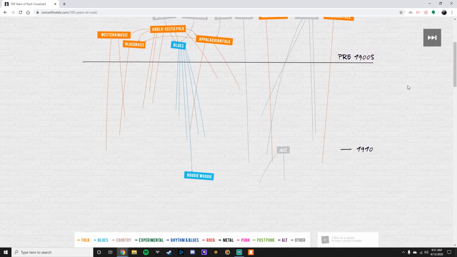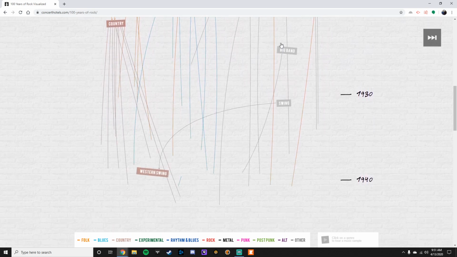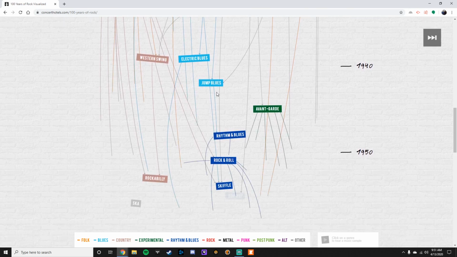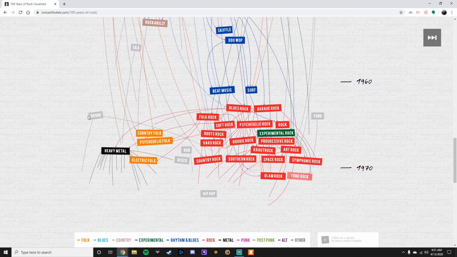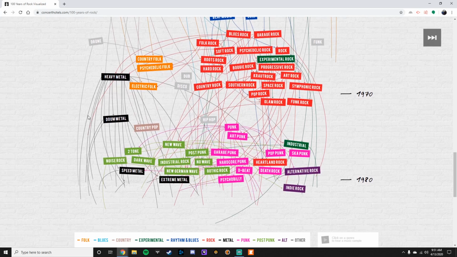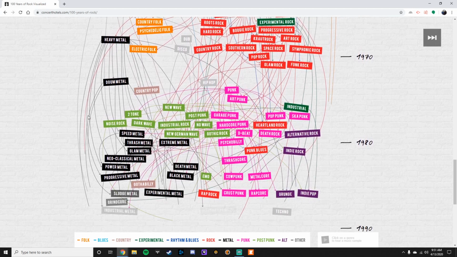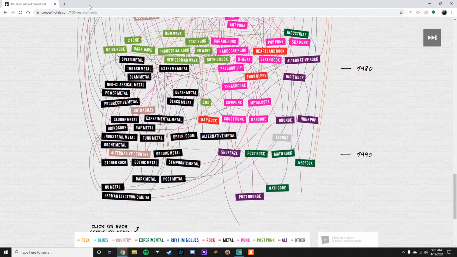So there's this website. Let me go to it. It is called 100 Years of Rock Visualized in Less Than a Minute. So it starts off at the very top, and then it kind of evolves through this time frame and shows you how different versions came together and different versions kind of merged and or split apart and things like that. And yes, this is rock, and this is at concerthotels.com/100-years-of-rock.